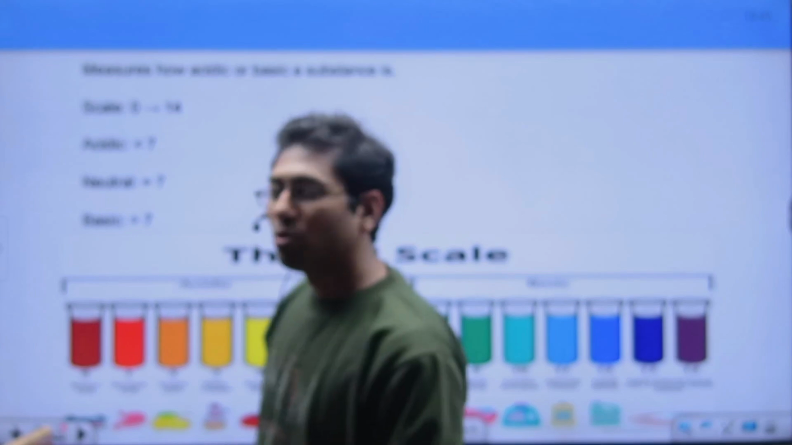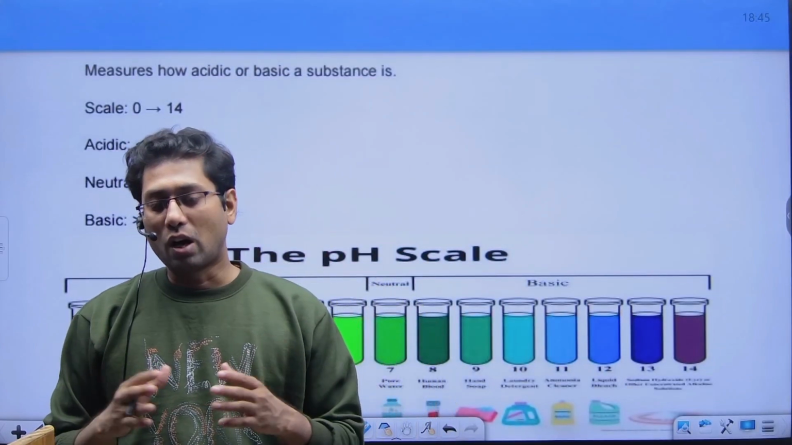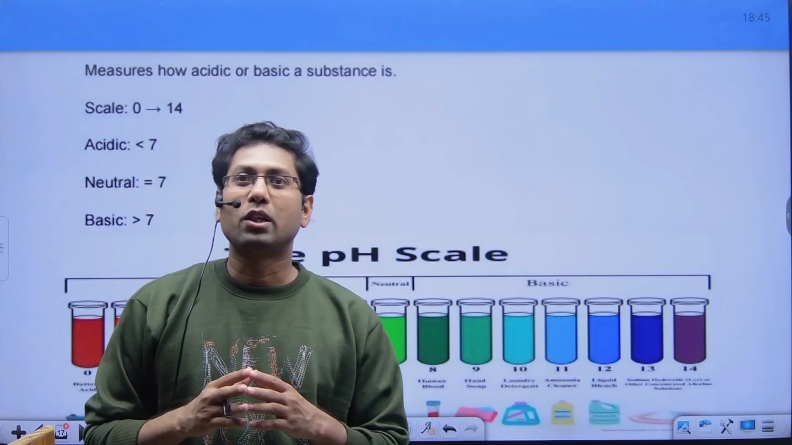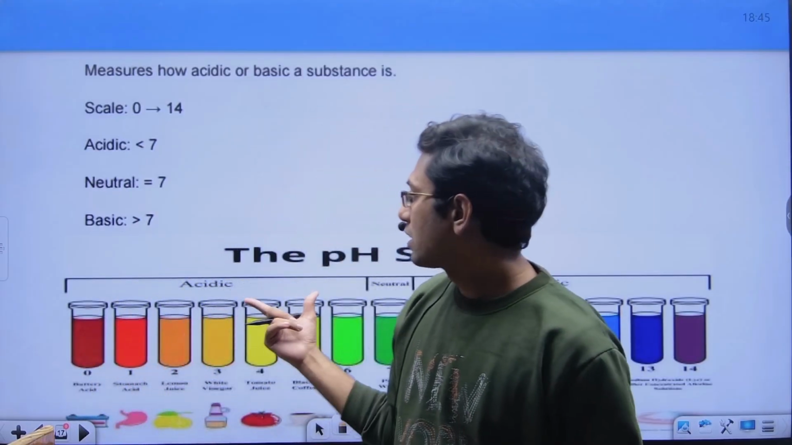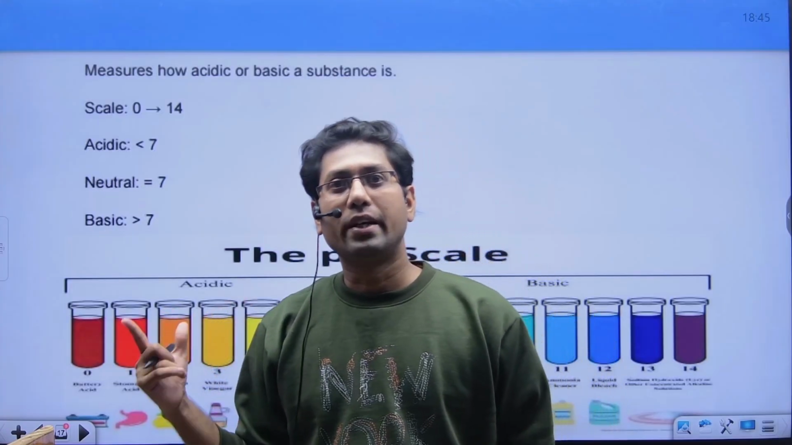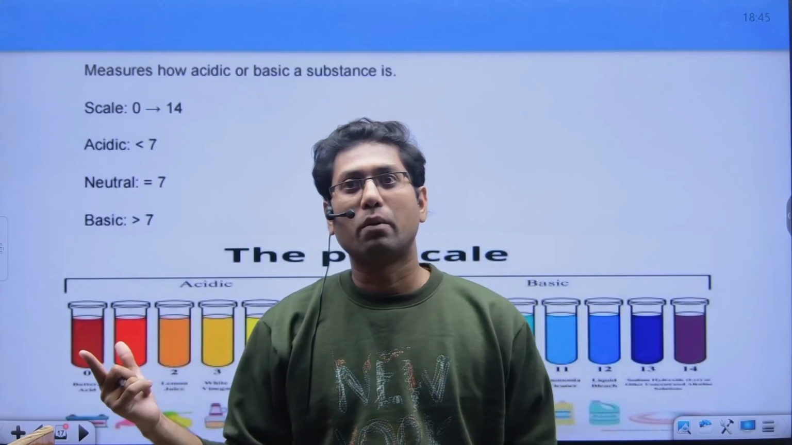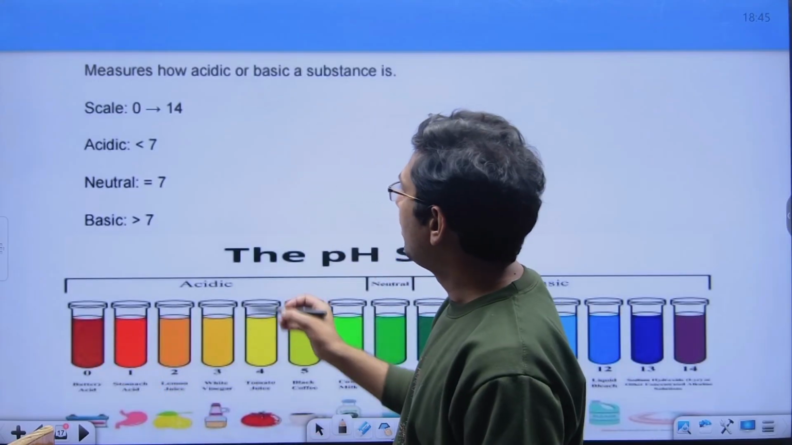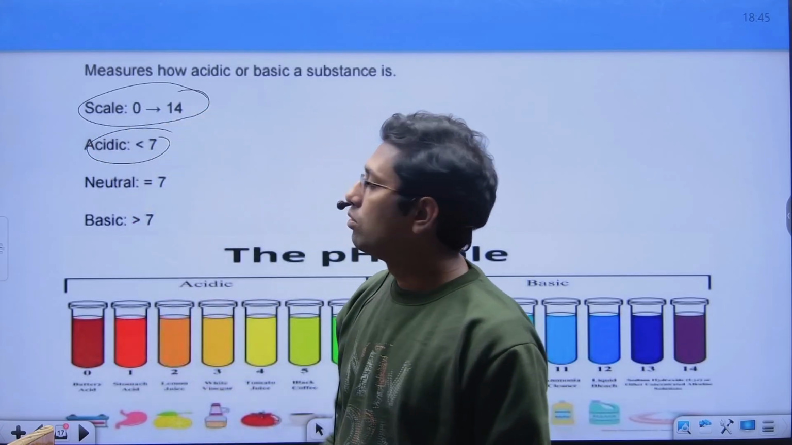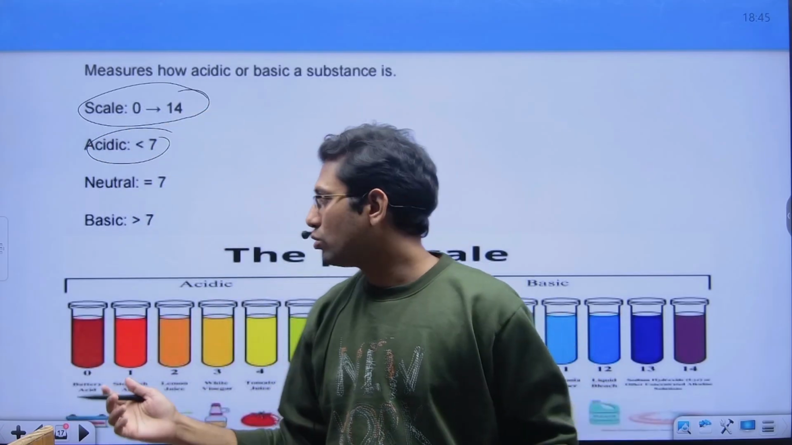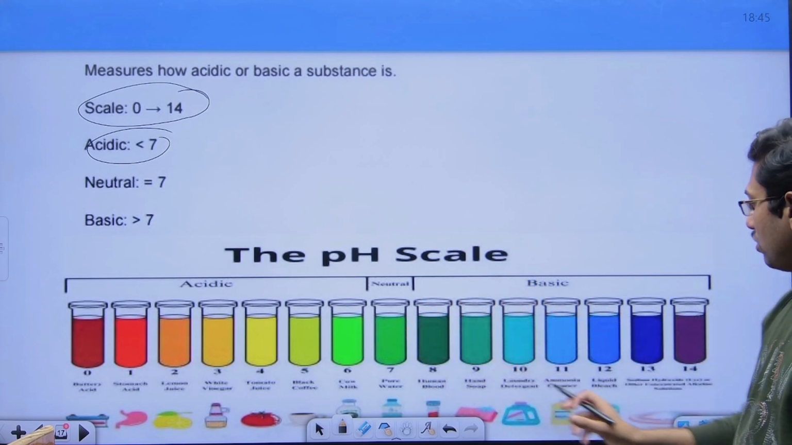Okay, so now let's discuss the pH scale. How do we identify the intensity of a particular acid? It is the pH scale. From this scale we can identify how strong a particular acid or base is. So what is pH? It is a scale of 0 to 14. You can see this is a pH scale, from 0 to 14.